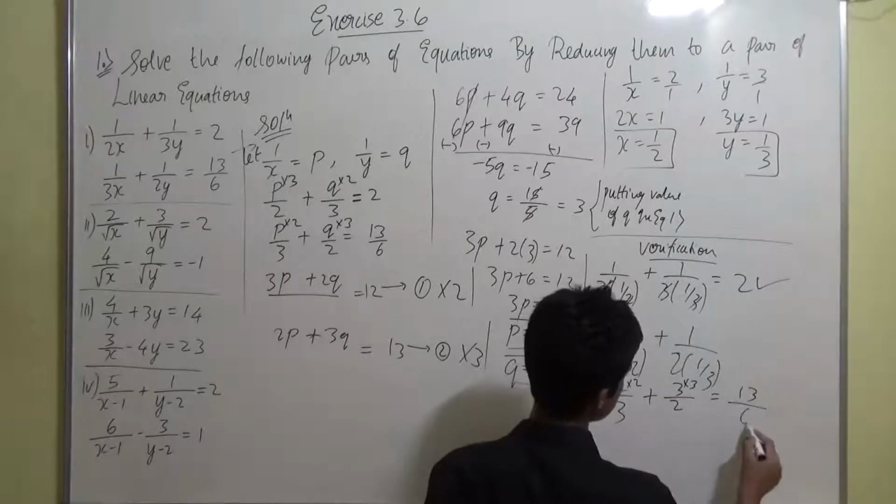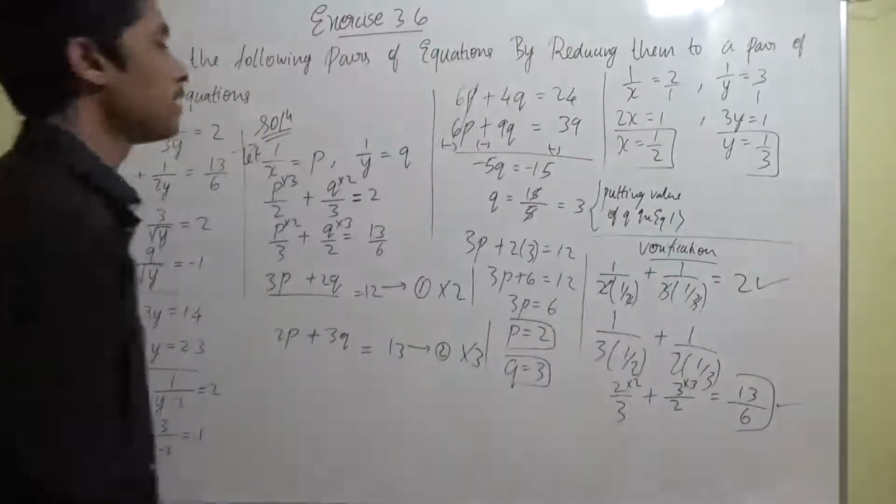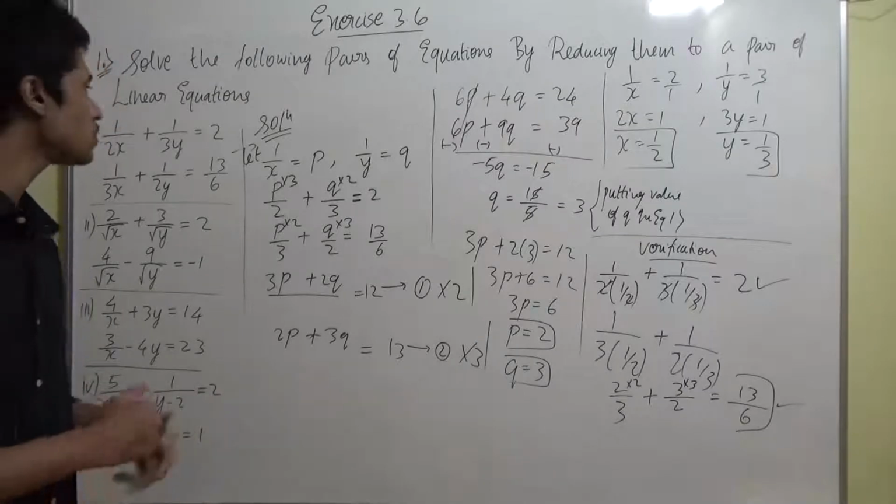Here the LCM was 6. 13 by 6, we got it. Yeah, hence proved. Getting it? I mean, hence verified. That's it, guys. As simple as that. Getting it? So the first sub question is over.